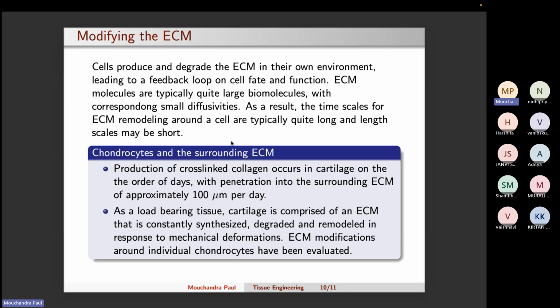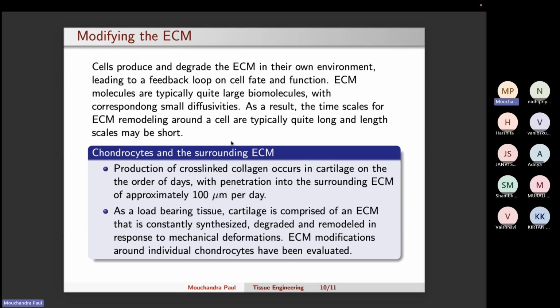Now, how does the modification of the ECM happen? We will understand it through an example. Cells produce and degrade the ECM in their own environment, leading to a feedback loop on cell fate and function. I already told you that there is a feedback mechanism going on in the tissue. The cells synthesize and degrade the ECM components. Basically, they are continuously modifying the ECM structure, whereas the ECM has the molecules or the sites through which it can direct the cell function.